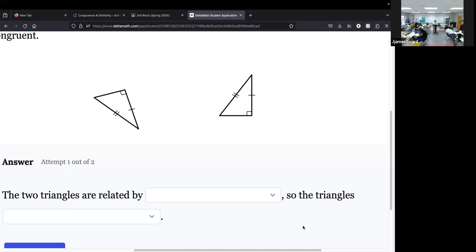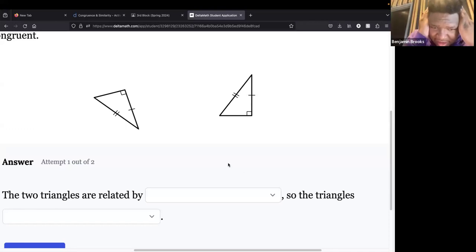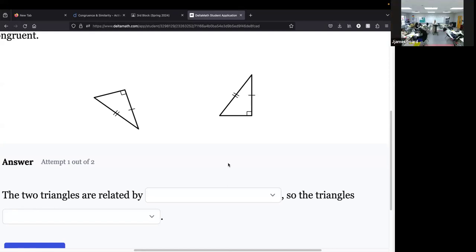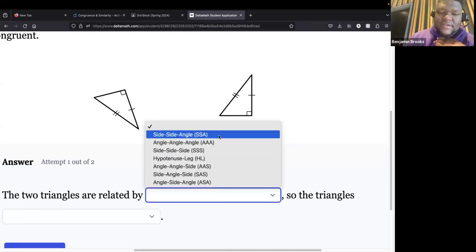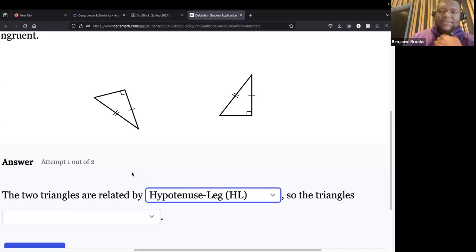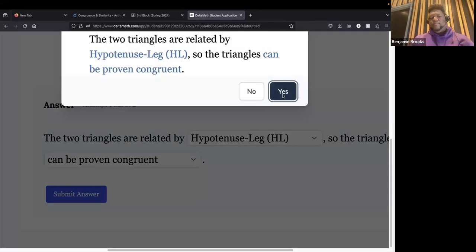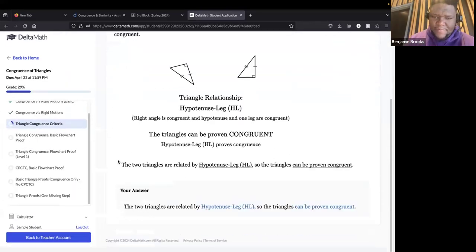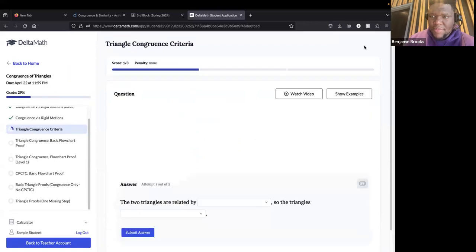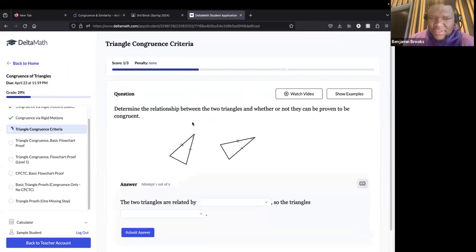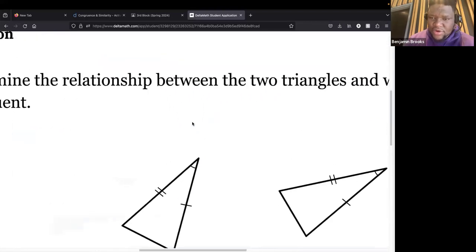What is it? HL, someone say yes. It is HL, hypotenuse leg, because this is a right triangle with a hypotenuse and a leg. So we're going to say hypotenuse leg. So the triangles can be proven congruent. You might not get all of these. That's okay. You're just going to try your best. All right, let's do another one.